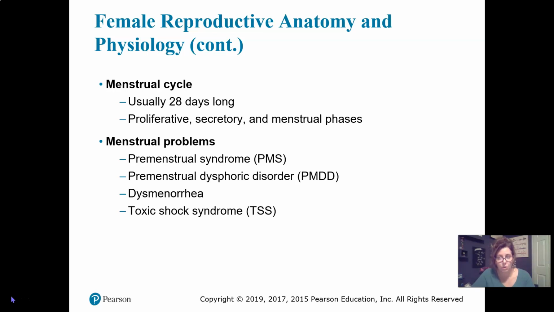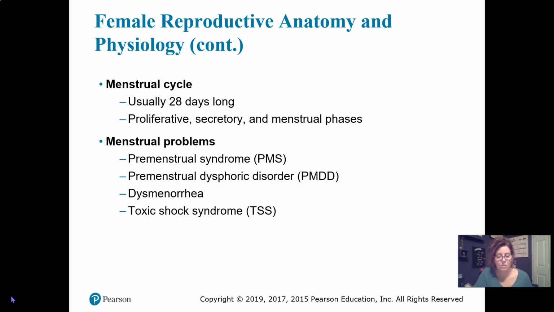There are also menstrual problems. PMS, premenstrual syndrome, is a collection of physical, emotional, and behavioral symptoms that many women experience 7 to 14 days prior to menstruation. PMDD, premenstrual dysphoric disorder, includes severe depression, hopelessness, anger, anxiety, low self-esteem, difficulty concentrating, irritability, and tension.